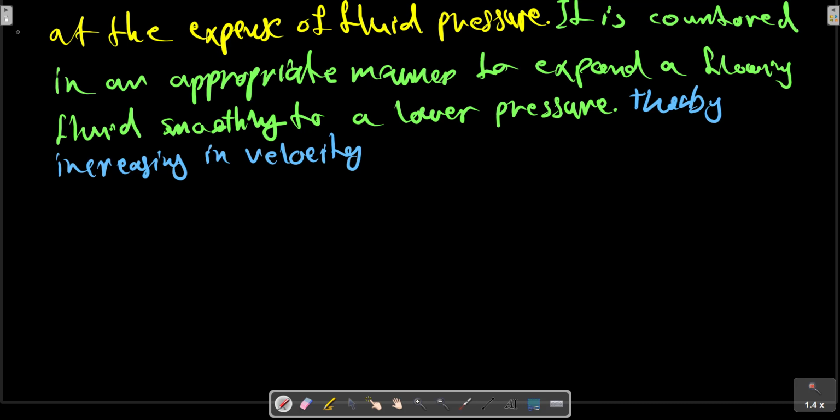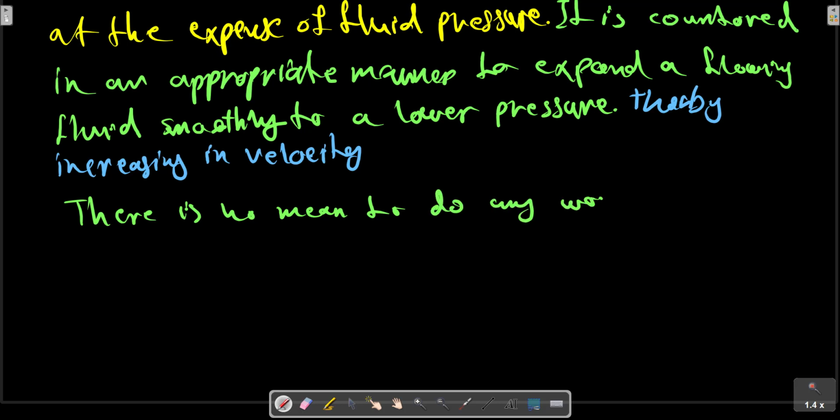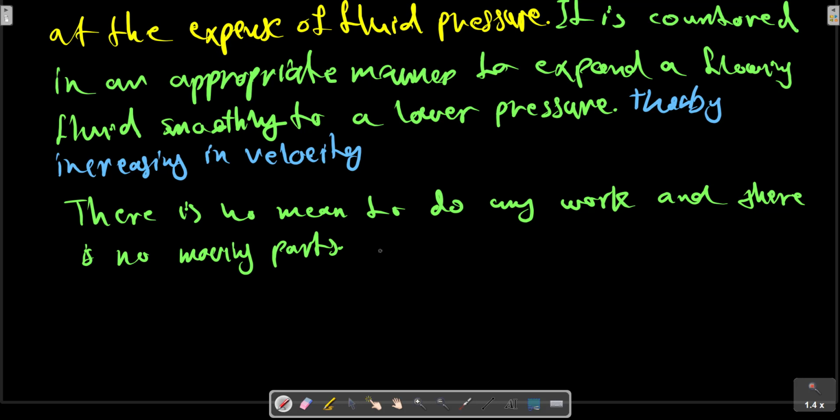There is no means to do any work. There are no moving parts. So W equals 0.